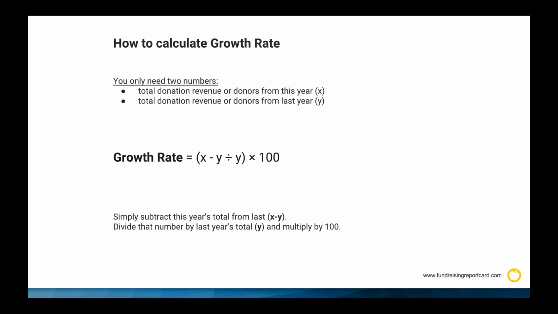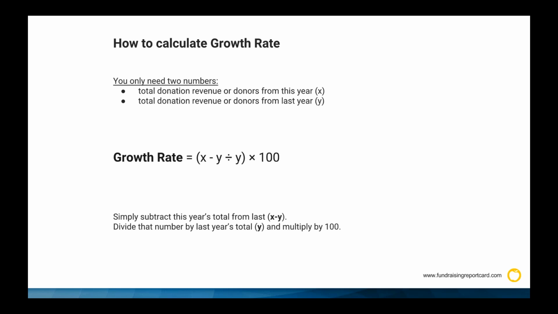Growth rate is actually very, very simple. You're only going to need two numbers: either your total donation revenues from this year and your total donation revenues from last year, or your total donors from this year and your total donors from last year. Let's stick with donors here just for a moment.